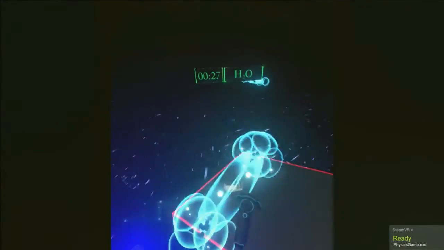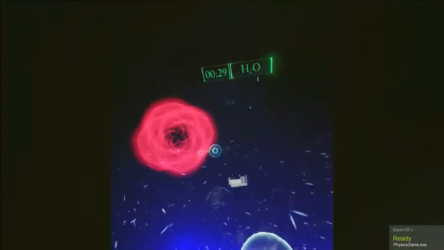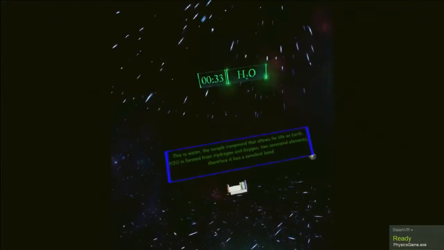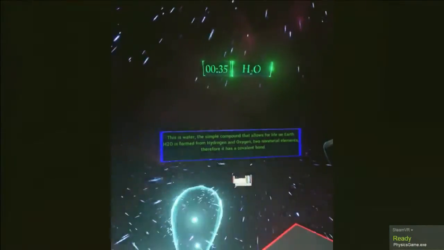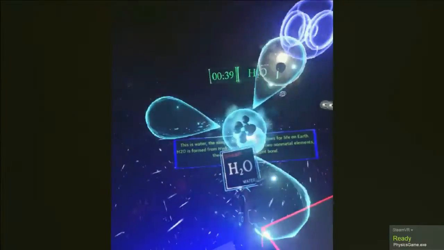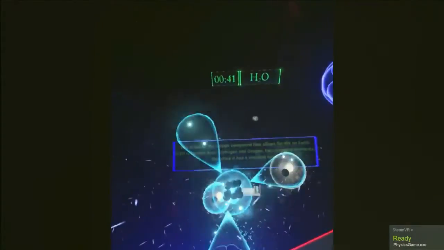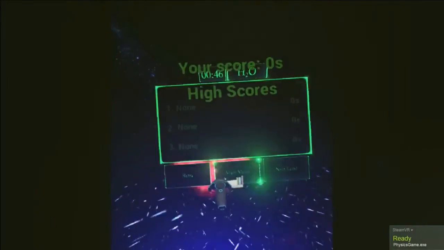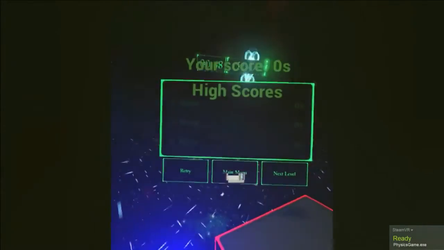Step into the four quadrants to select different element groups on the periodic table. This is water. The simple hydrogen will appear no matter which quadrant you are standing in. H2O is formed from hydrogen and oxygen, yes. Two non-metal elements. Therefore, it has a covalent bond. Okay, covalent bond, throw it in the covalent vortex. Nice job.